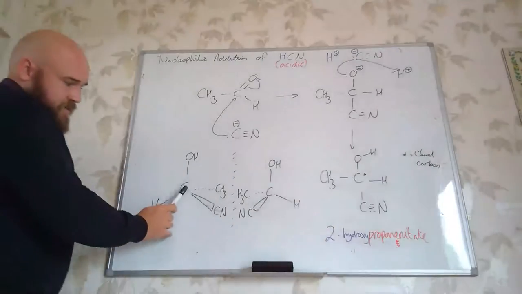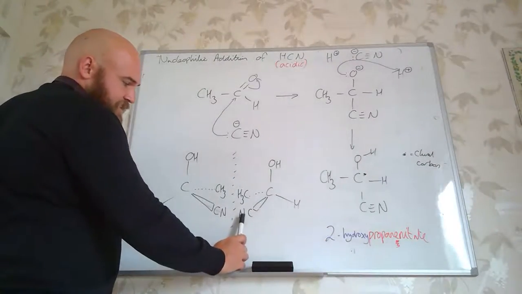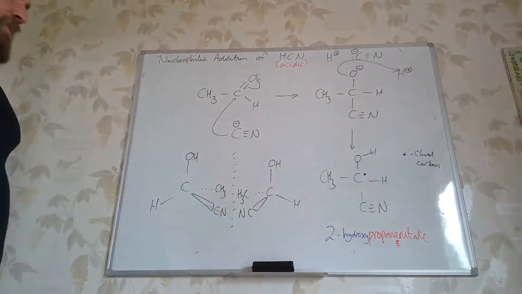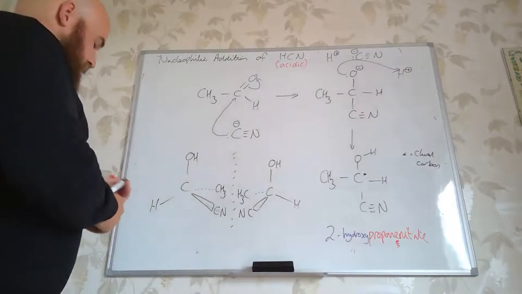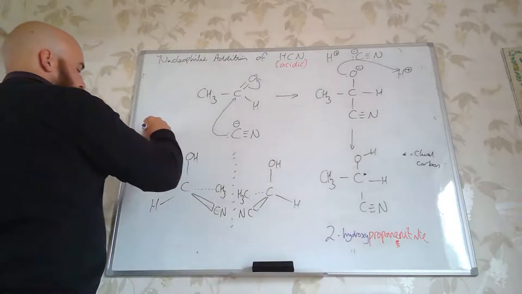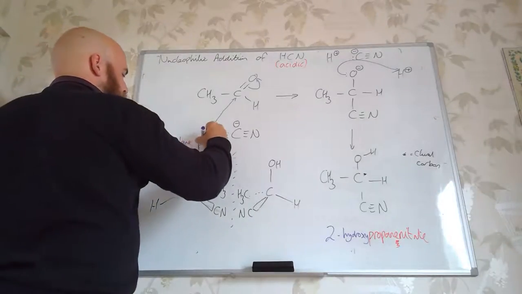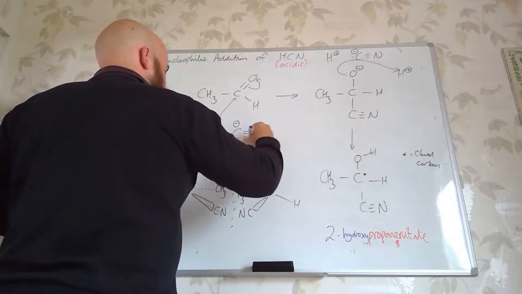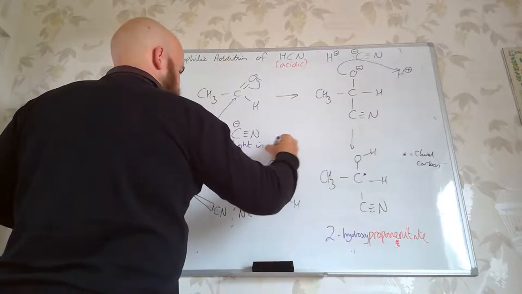Just be aware, C bonded to C, then N. So when you're mirroring that, NC, to show that it's still a carbon-carbon bond. And how would you distinguish between these two? These two enantiomers would rotate plane polarized light in opposite directions.